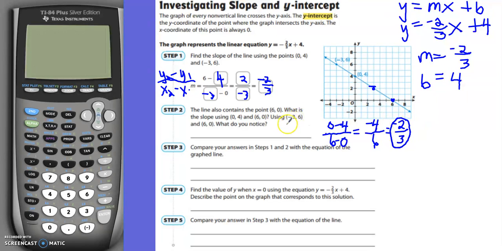Alright, and now if we use the points negative 3, 6 and 6, 0, we can do the same thing. 0 minus 6 and 6 minus negative 3. So I get negative 6 over positive 9. I get negative 2/3. Alright, so what do you notice? Well, they're both negative 2/3, so they are the same.